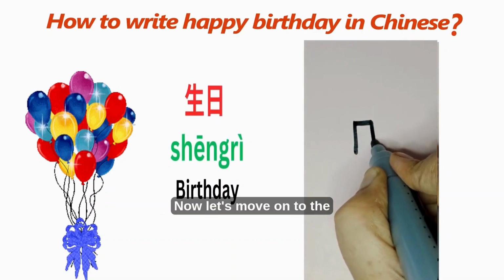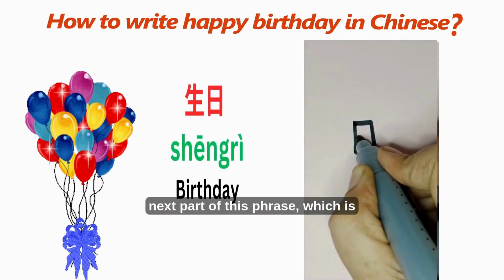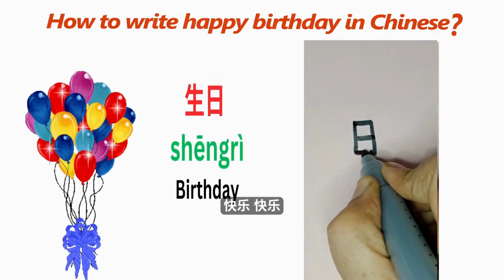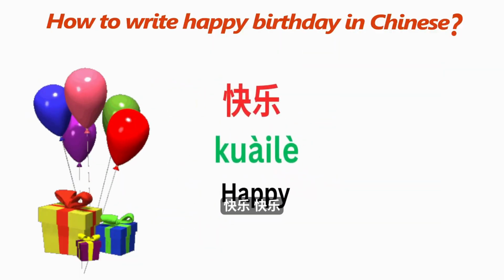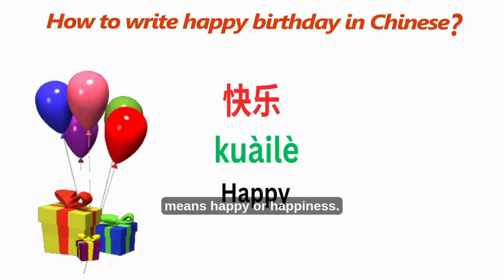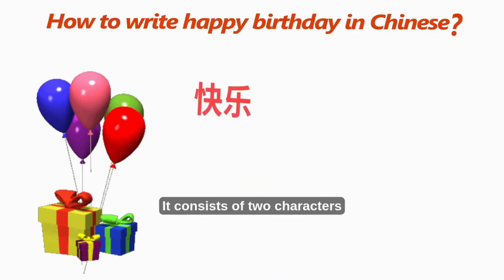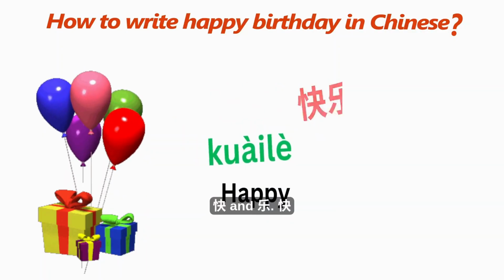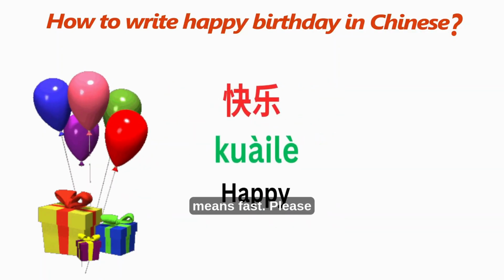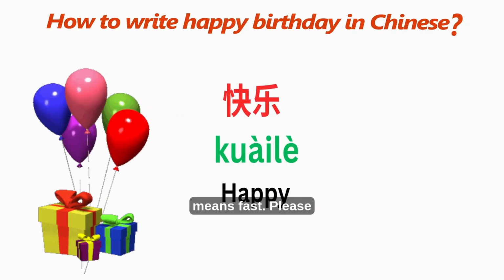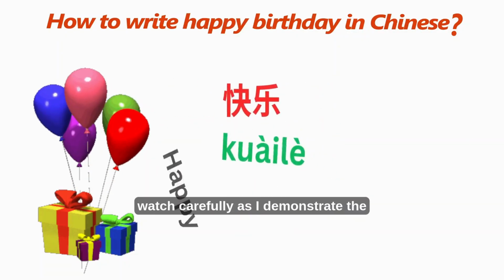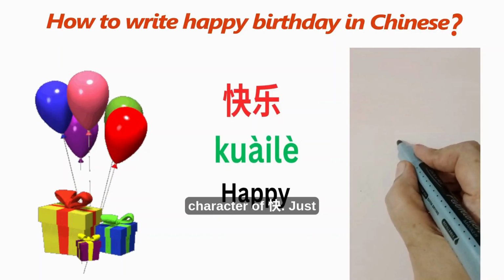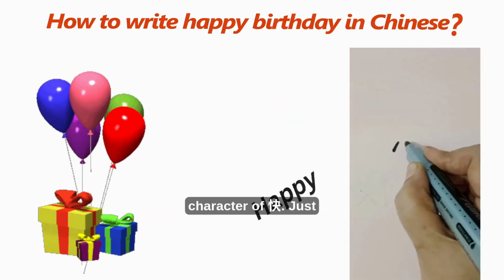Now let's move on to the next part of this phrase, which is kuàilè. Kuàilè means happy or happiness. It consists of two characters, kuai and le. Kuai means fast. Please watch carefully as I demonstrate the character kuai.